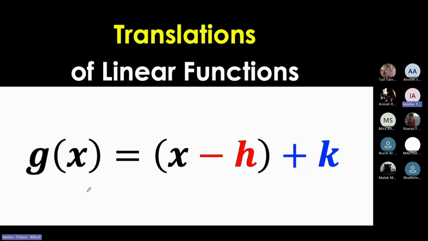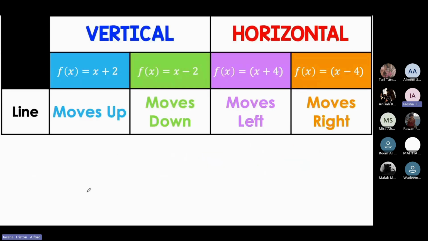Okay, so let's try again. Vertical means that you're going to go up or down. This one, the constant is a positive 2, so my line should move up. This constant is a negative 2, so my line moves down.